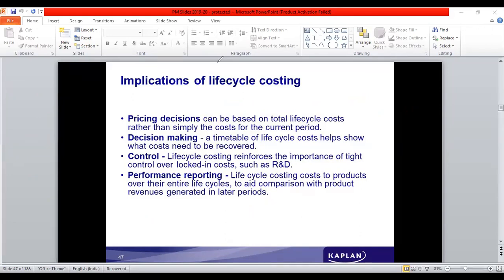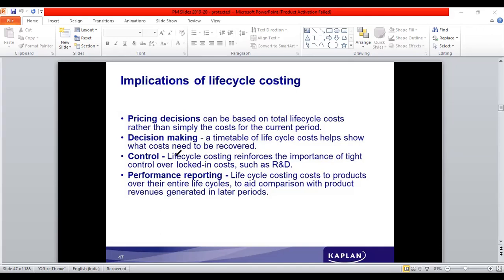Okay. What are the implications? The implications are pricing decisions can be based on total life cycle cost. So all the cost would be absorbed by the selling price, which is decided rather than simply the costs that are incurred for the current period. Then decision making: a timetable of life cycle costs helps show what costs need to be recovered. So when they are considering all of them, what are the costs which are incurred at various stages of the product life cycle, what are the total costs which are incurred, what has to be recovered, all of them can be understood thoroughly.